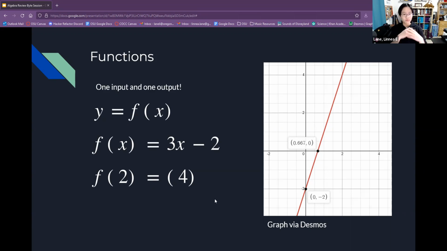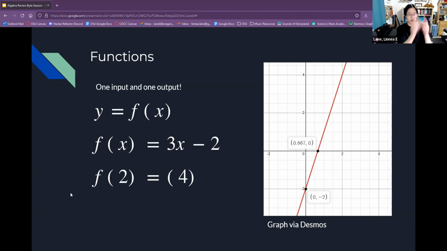Functions are equations where you have one input and one output. You might remember the vertical line test if you're looking at a graph. I didn't include pictures of graphs here because that was a lot of copy and pasting and I didn't have time for that. But you can imagine, right? You can picture some graphs in your head and imagine taking that vertical line test.